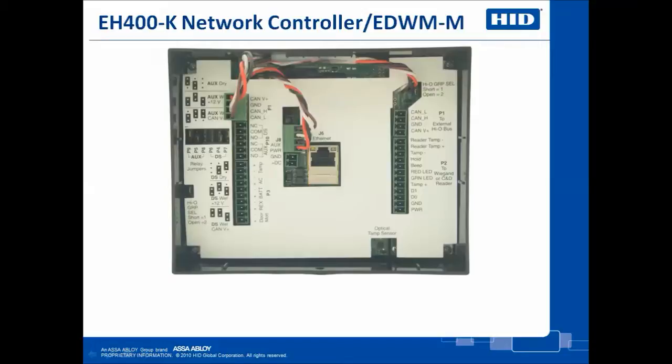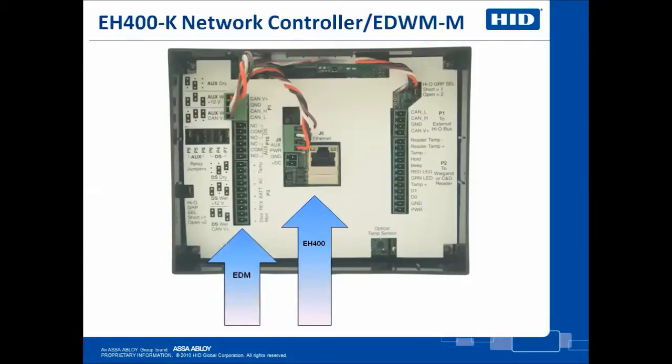Because so much technical information learned about the EH400K may be applied to other modules, we will look in depth at this versatile device. The EH400K is really a collection of three discrete modules: the EH400 controller, the EDM door module, and the EWM Wiegand module. Note that the EDWM that we previously looked at provides the functionality of both the EDM and EWM modules.